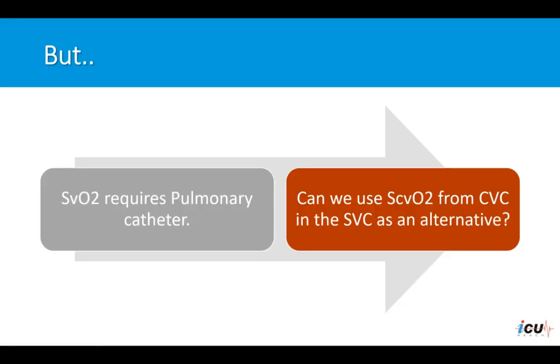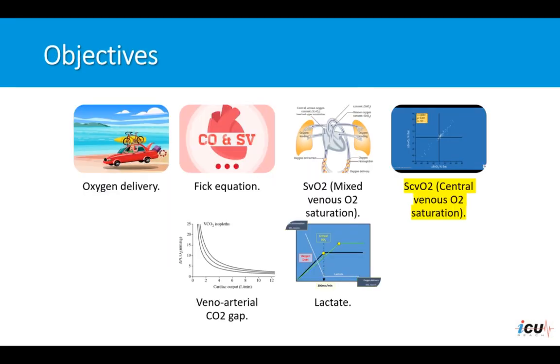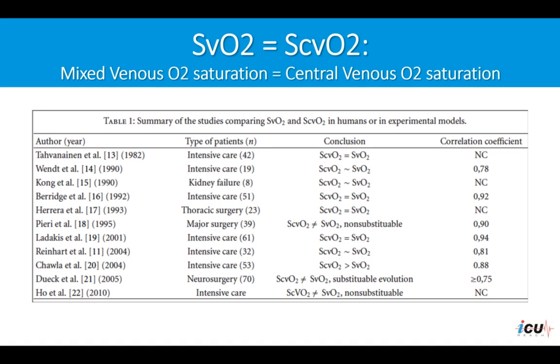However, the mixed venous saturation requires a pulmonary catheter to be placed in order to measure it. So can we use the central venous oxygen saturation from the central venous catheter as an alternative? Well, the answer is yes, and we have enough studies to support the utilization of central venous oxygen saturation instead of the mixed venous oxygen saturation.